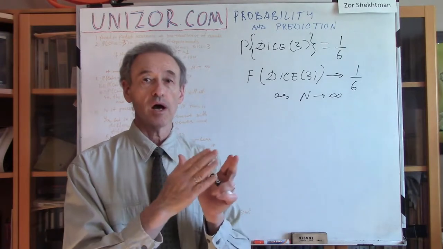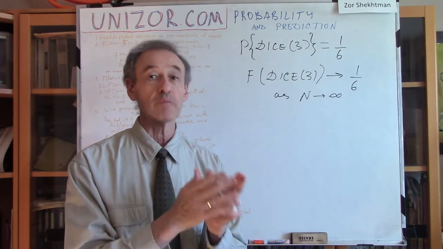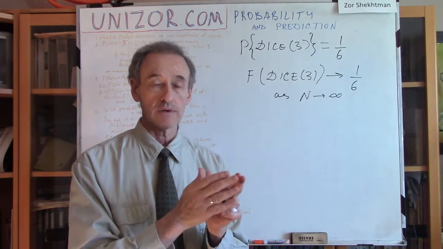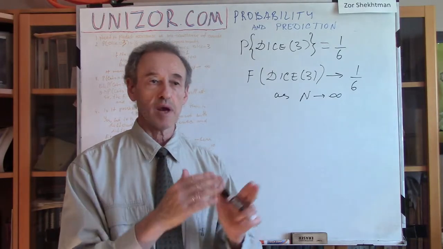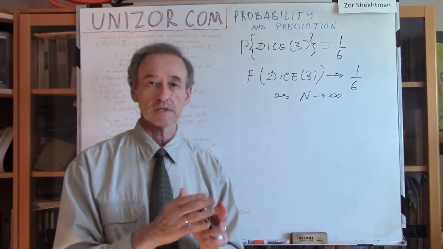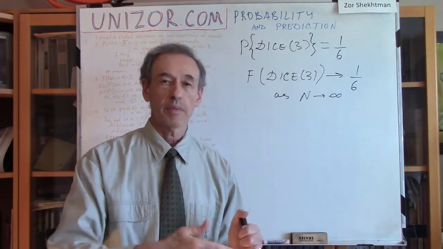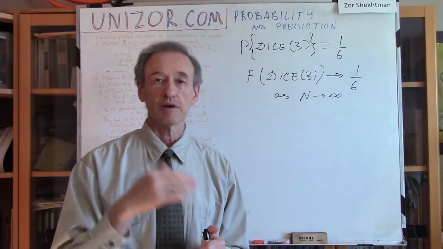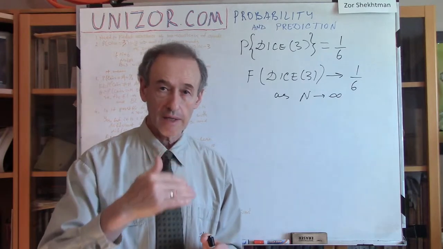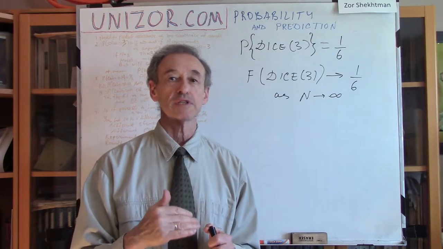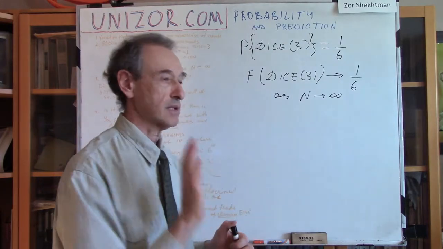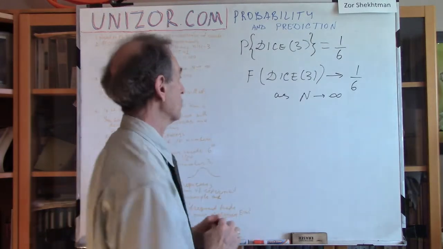The real frequency, the real number of occurrences of number 3 on top, divided by the number of experiments, will be closer and closer to 1/6. So it will be a sequence of values which are getting closer and closer to 1/6. That's what theory of probability says. Nothing more than that. It does not predict exact numbers at all.